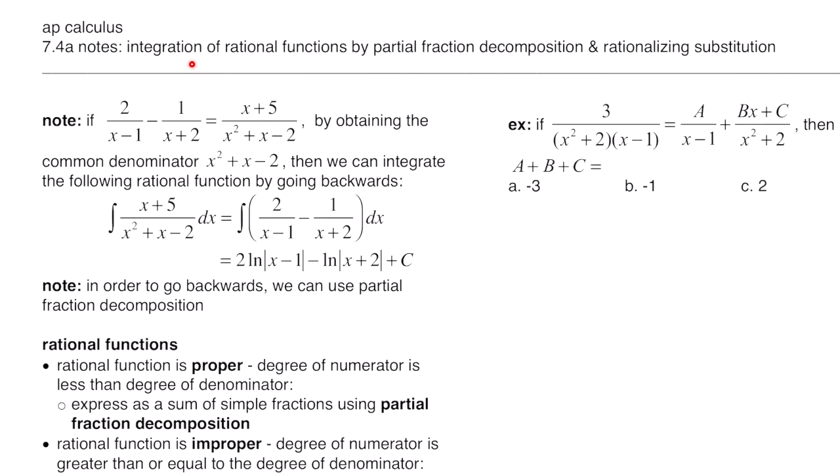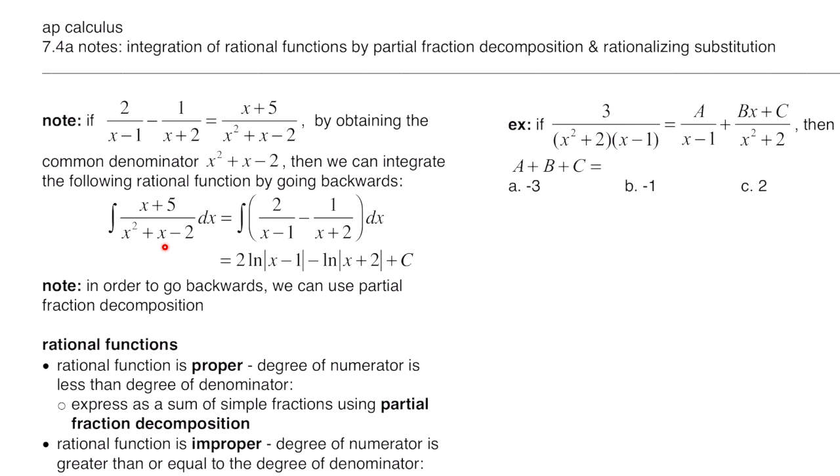In this lesson, we're going to cover integration of rational functions by partial fraction decomposition and rationalizing substitution. If you have two fractions and you're trying to subtract them, first you need a common denominator, and then you'll get your resulting fraction. And then it says we can integrate the rational function by going backwards.